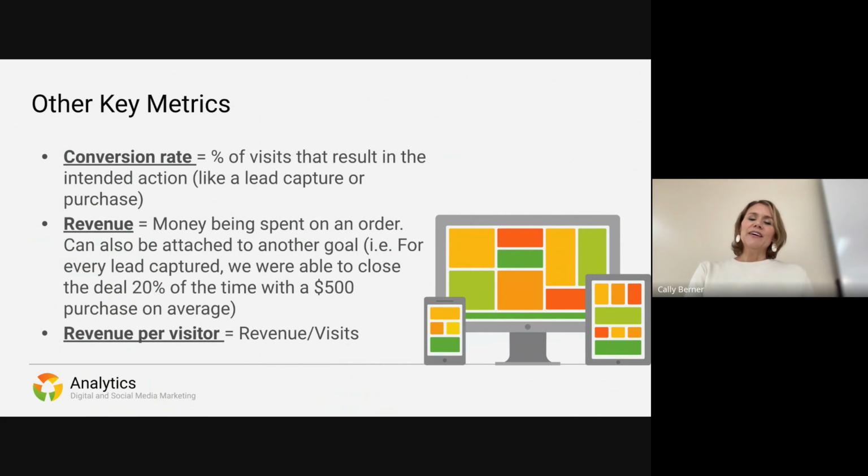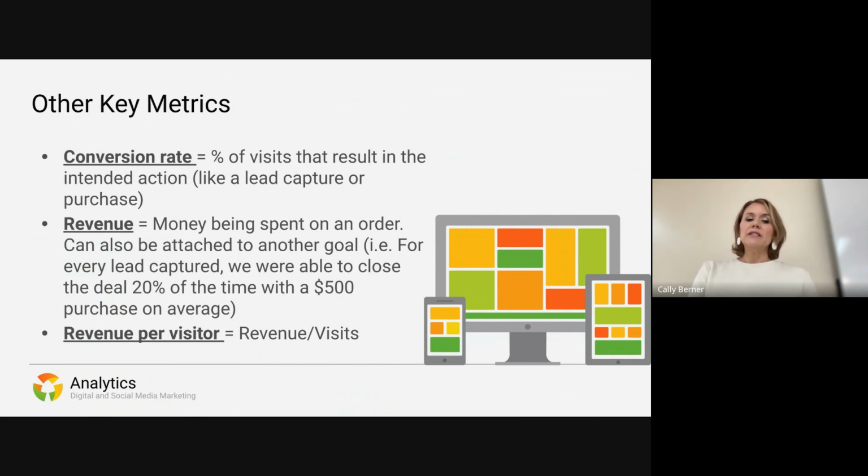Your revenue is also going to be very, very important. So this is the money that's being spent on an order. Even if it's a business-to-business site that's collecting leads, they're still going to be interested in ultimately revenue. How much do these leads actually result in profit or revenue for the organization? So for every lead that's captured, we might be able to close the deal on 20% of people who gave up their contact information. And then revenue per visitor.